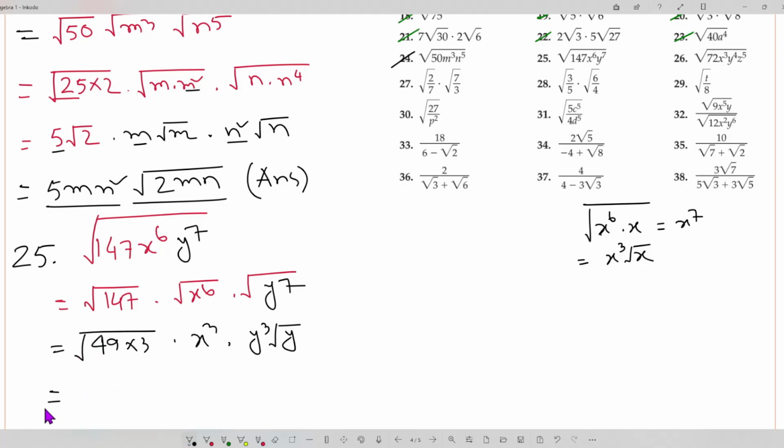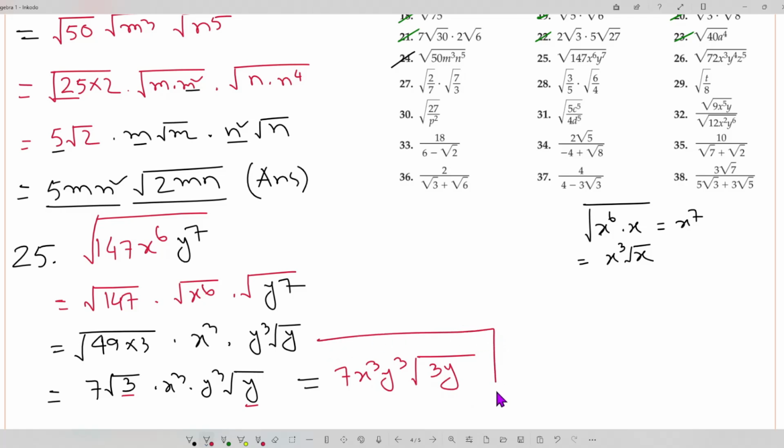Now what is the answer? Root 49 means 7, and here is root 3, here is x cube, here is y cube, and here is root y. So finally we can write what? We can write 7 x cube y cube square root 3y, right? This 3 and y, 3y. This is our answer. If you have any confusion, please write a line in the comment section. I will remake. Okay, so number 25 done.